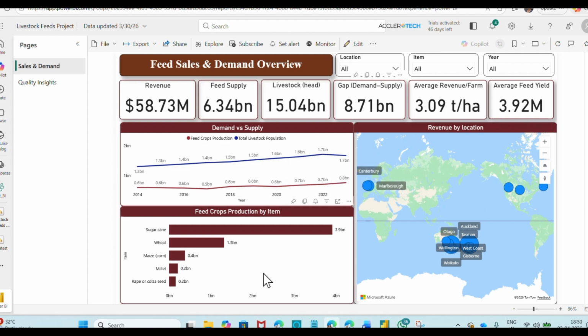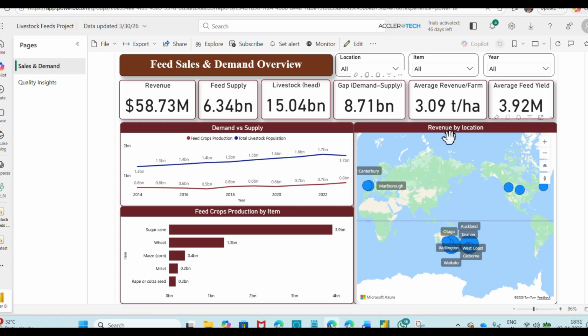The next one is the feed crop composition, which is a bar chart. This section breaks the feed supply down by crop or input type. It helps teams understand what is driving supply, where dependency exists, and how diversified the feed base really is.